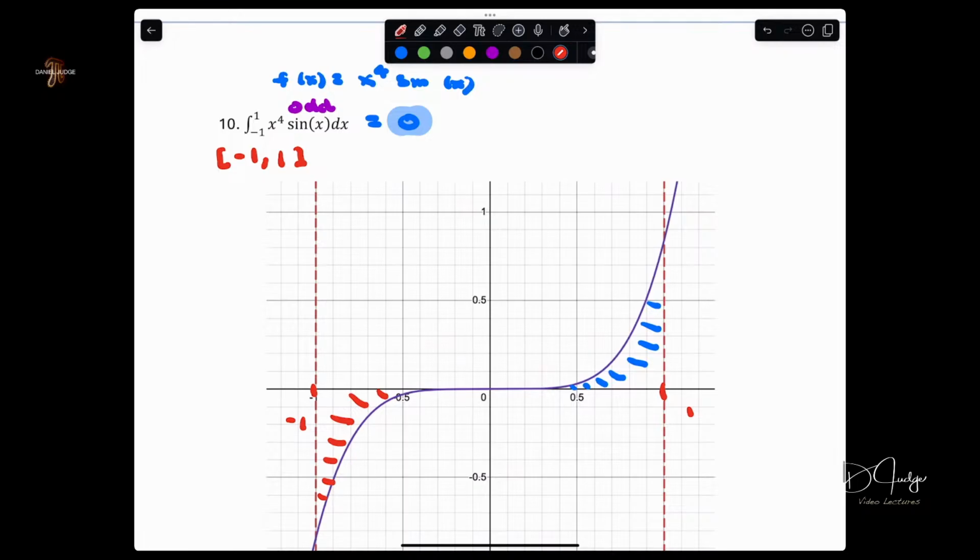So as you can see, this is how we can very quickly evaluate integrals, at least in half the cases, only when it's an odd function over a symmetric interval, the area is going to be 0.